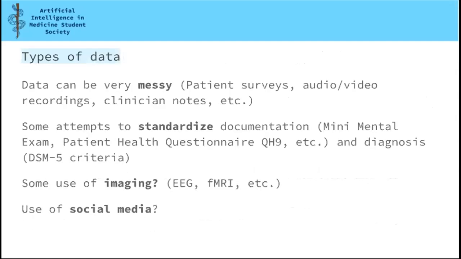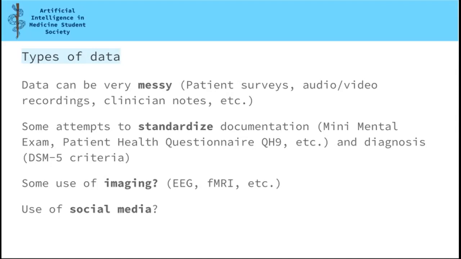So as you can imagine, just from data types, we have the qualitative and the quantitative, we have unstructured and structured. So a lot of data types in psychiatry, unfortunately, are very unstructured. They're very messy. These would be things like patient surveys, audio and video recordings, clinician notes. And there have been some attempts to standardize this documentation. The mini mental exam is one example that can very easily be converted into checkboxes that can be standardized. Then there's the patient health questionnaire, the PHQ-9. I didn't really talk about that, but we did talk about the diagnoses, so the DSM-5 criteria.